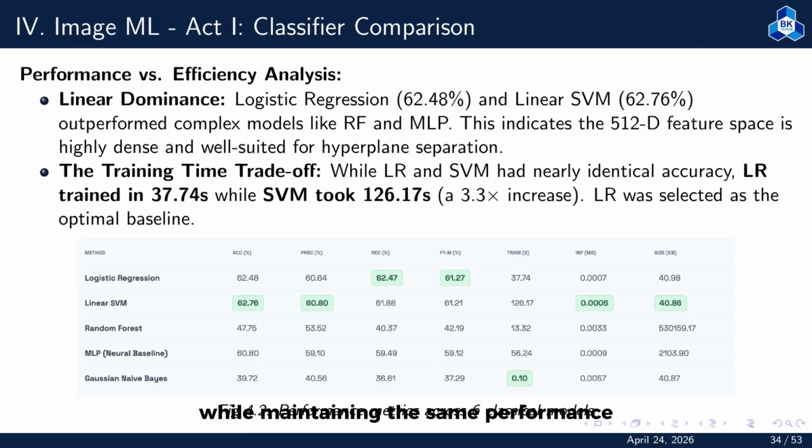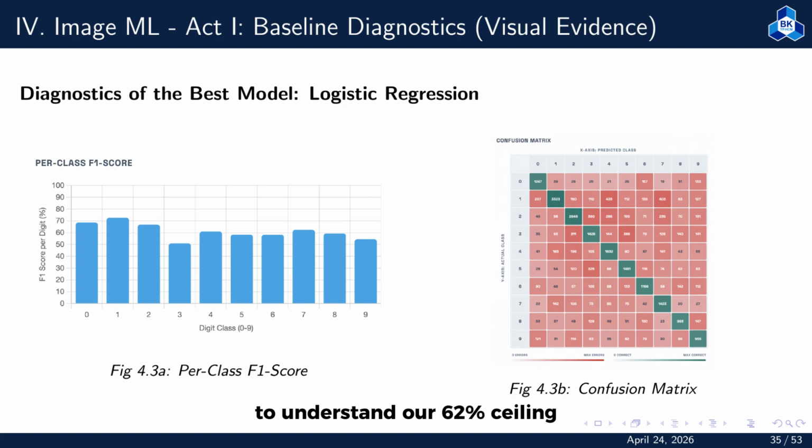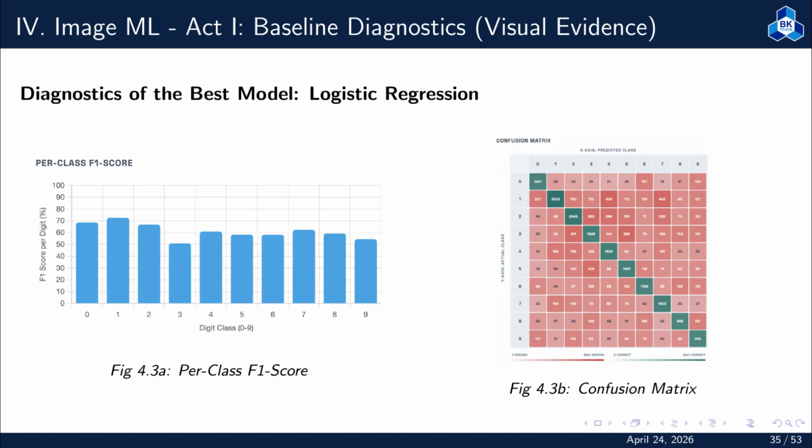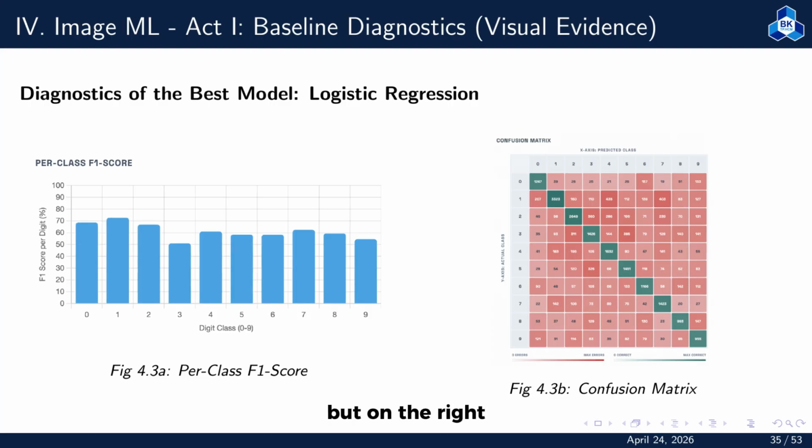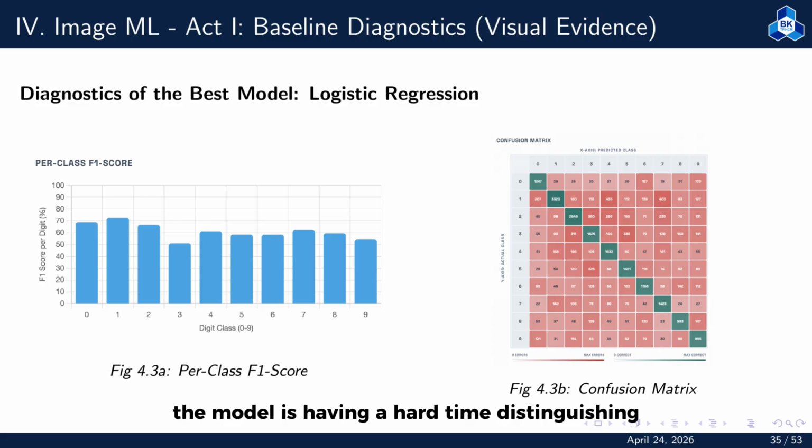To understand our 62% ceiling, we look at the diagnostics for logistic regression. On the left, the per-class F1 shows the model is stable, but on the right, the confusion matrix reveals the struggle. Even with deep features, the model is having a hard time distinguishing between structural shapes.